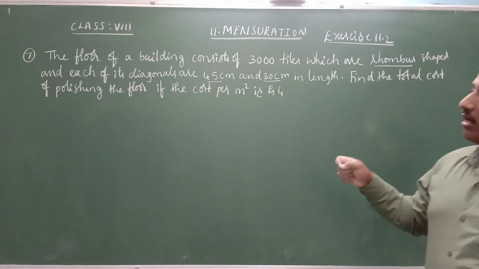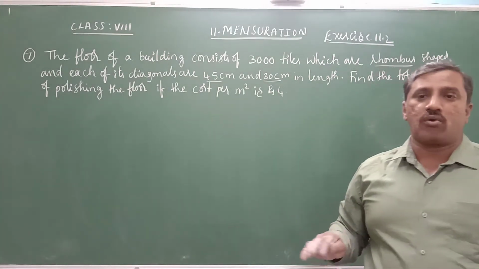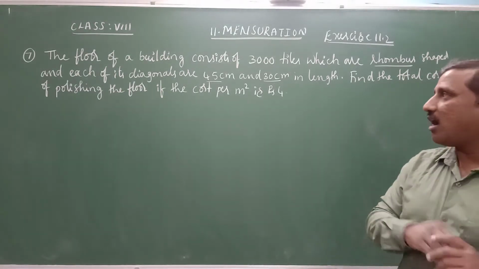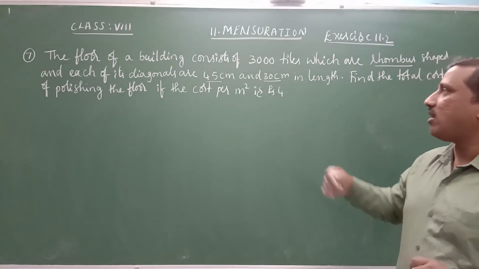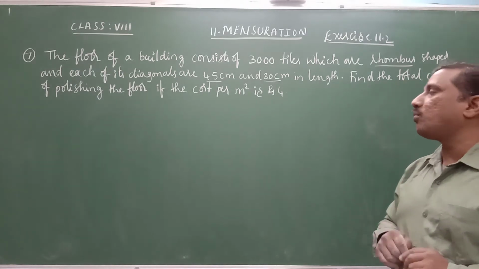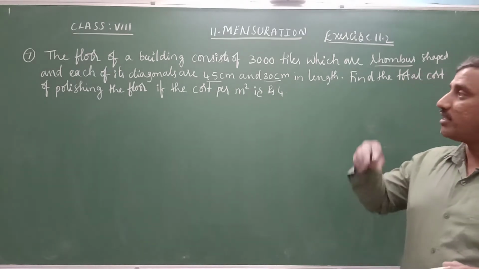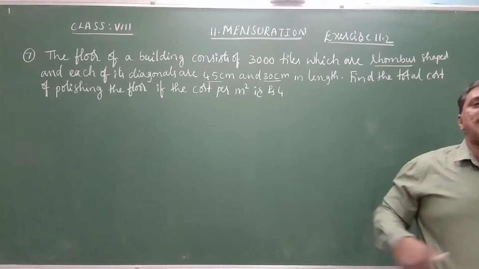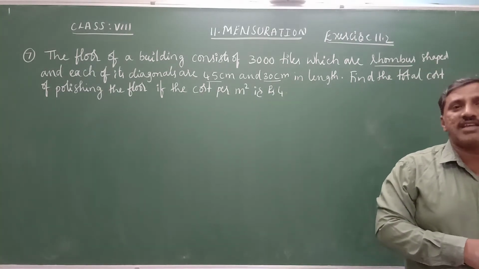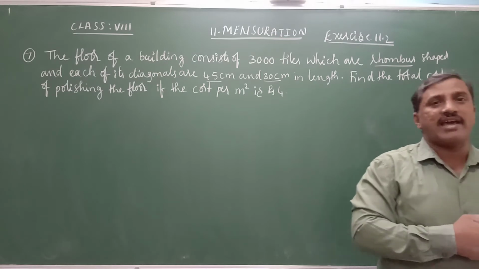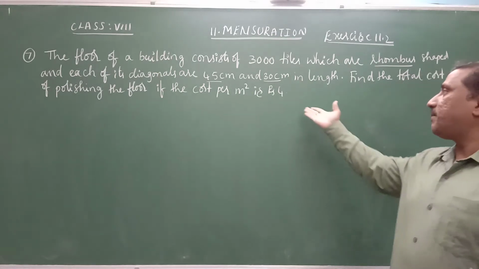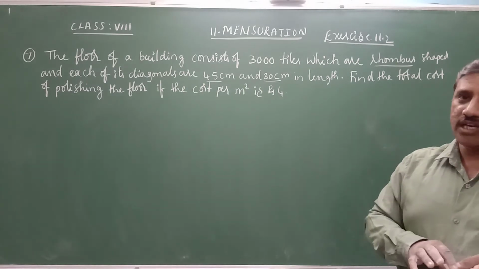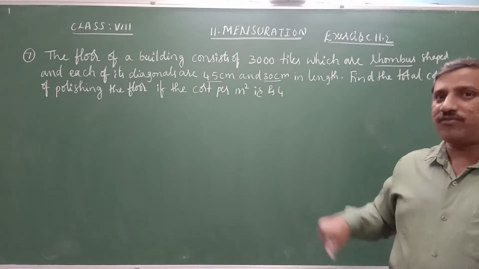Find the total cost of polishing the floor. That floor is to be polished, so he has to be charged. How are they charging? The cost per meter square is rupees 4. So what is the total cost? What we have to do is find the area of the floor in meter square. Then if it is multiplied by 4, we get the total cost of the polishing. So find the area of the floor.